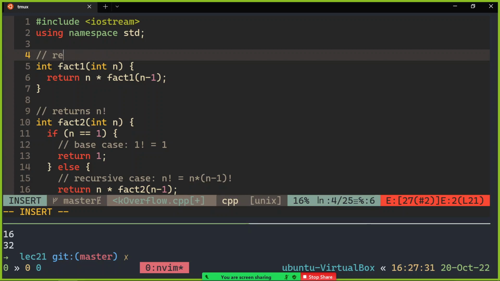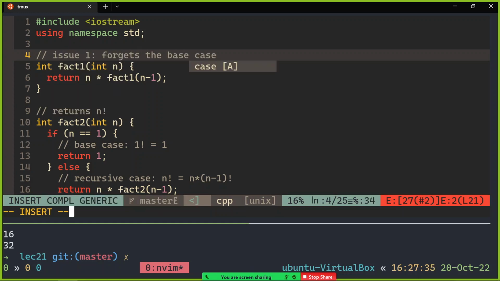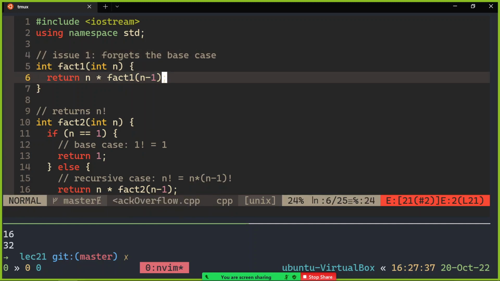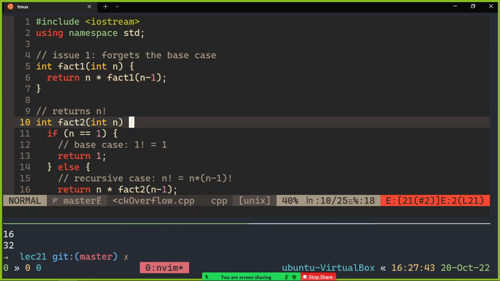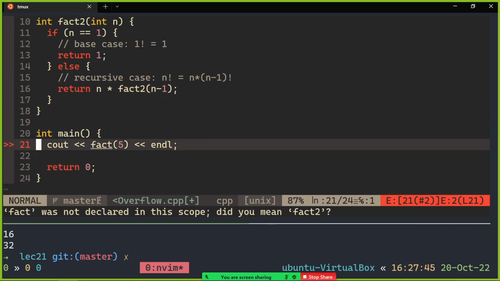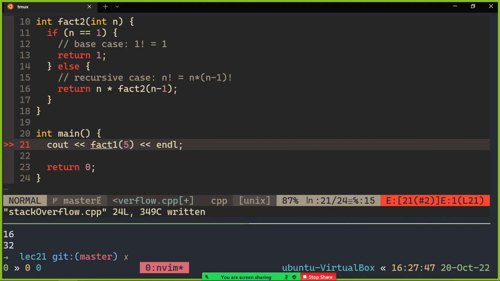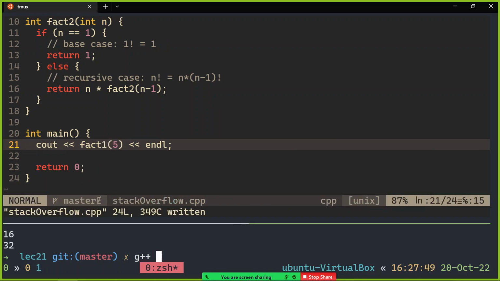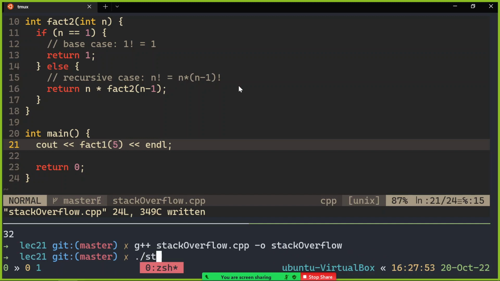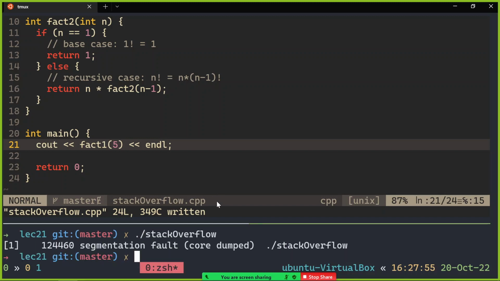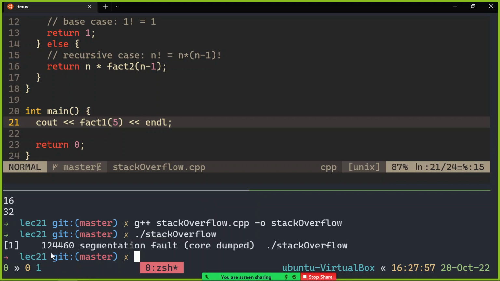So this one, issue 1, forgets the base case. So it'll keep on calling itself forever. What's the factorial of negative 3? Well, it's negative 3 times the factorial of negative 4. It'll just keep on going past 0, and it will never work out. So this is fact 1. It'll just never stop. So, whee! And so I get a seg fault, because I run out of memory. It tried to call itself way too many times.